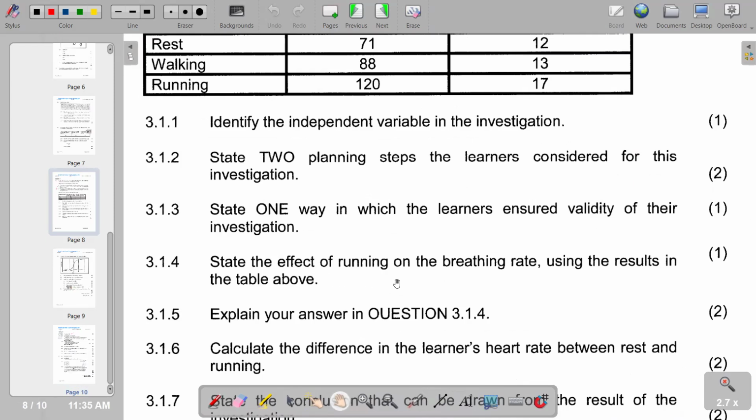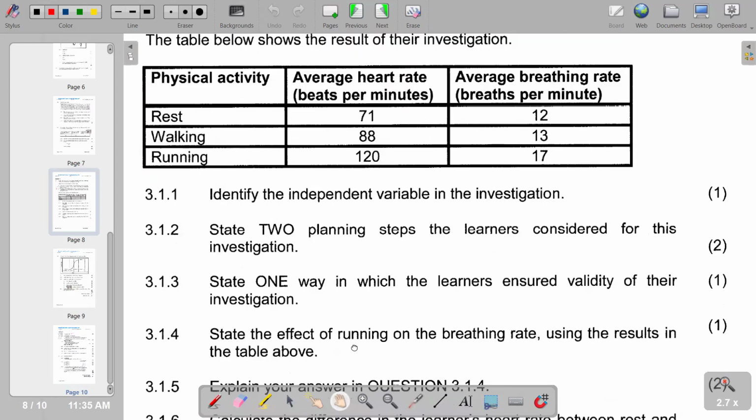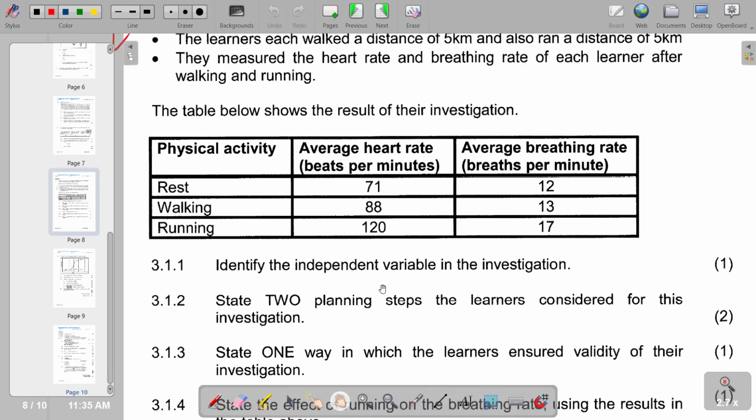3.1.4, state the effect of running on the breathing rate using the results in the table above. So running and the breathing rates we're having here. When we are running, the breathing rate increases. So see that when you are resting, we put a low breathing rate. When you are walking, it becomes more, and even more when you are running. So that's what we have.